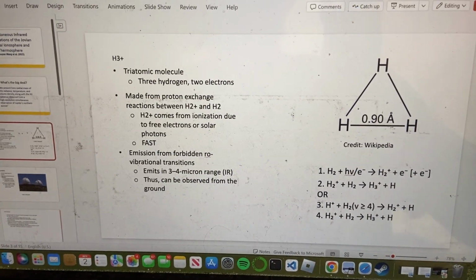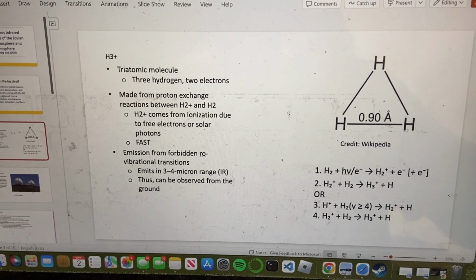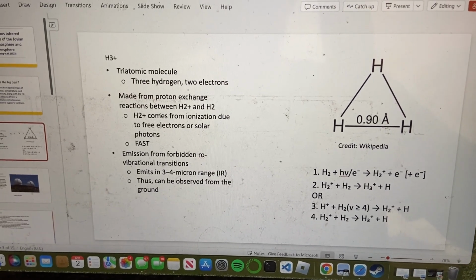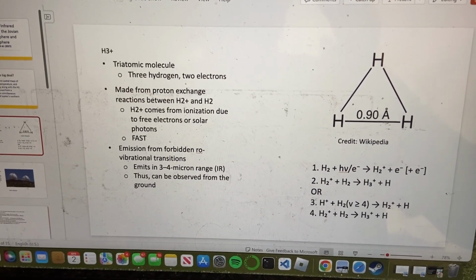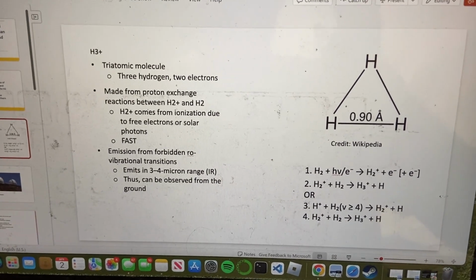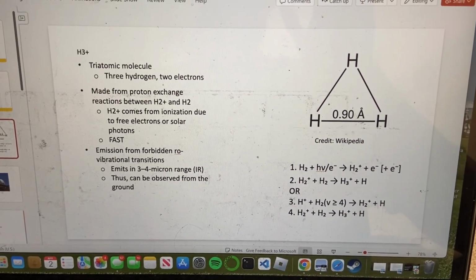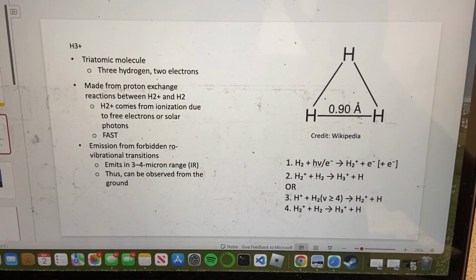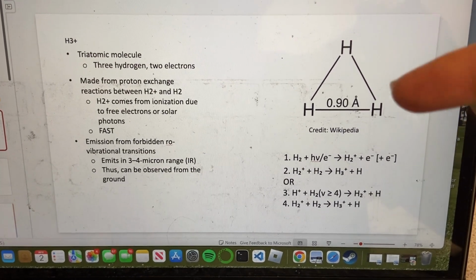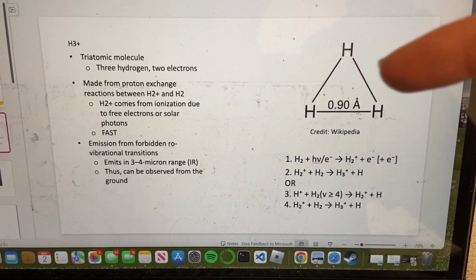I'm going to explain H3+, because I understand that people will most likely not know anything about what this molecule is. In fact, you the viewers may not, so here's a quick rundown. So H3+ is a triatomic molecule. You have 3 hydrogen nuclei, 2 electrons. It looks like this thing over here, an equilateral triangle. That's what it looks like.